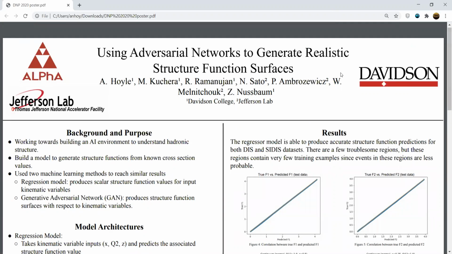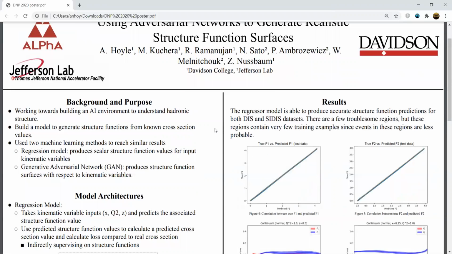I am a senior at Davidson College, and I would like to talk to you today about the research I did over the summer in collaboration with Jefferson Lab and Davidson College Alpha. Alpha stands for Algorithms for Learning with Physics Applications. So first is background. The purpose of this project was to build an AI environment that we could use to understand hadronic structure. My specific work was devoted towards using machine learning methods to generate structure function surfaces for physics extraction. I had two main methods for going about this.